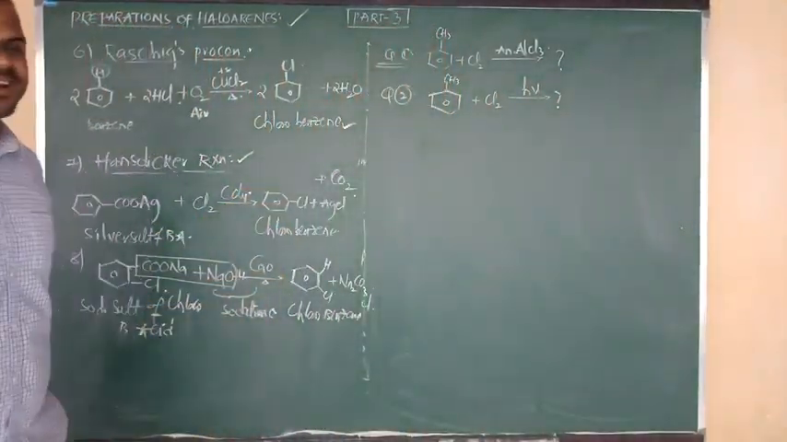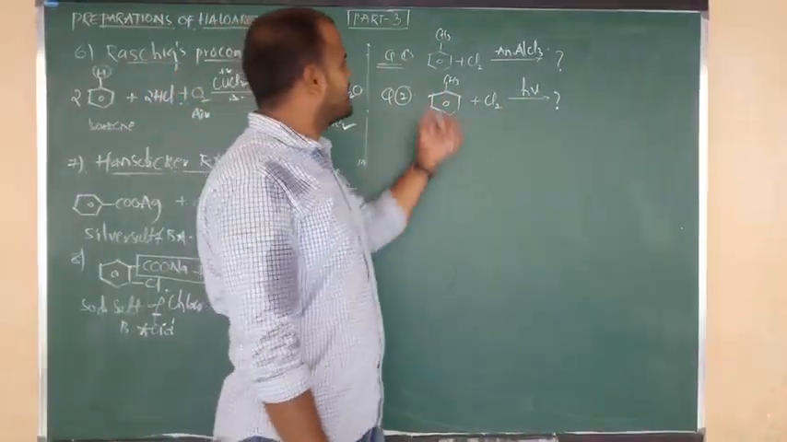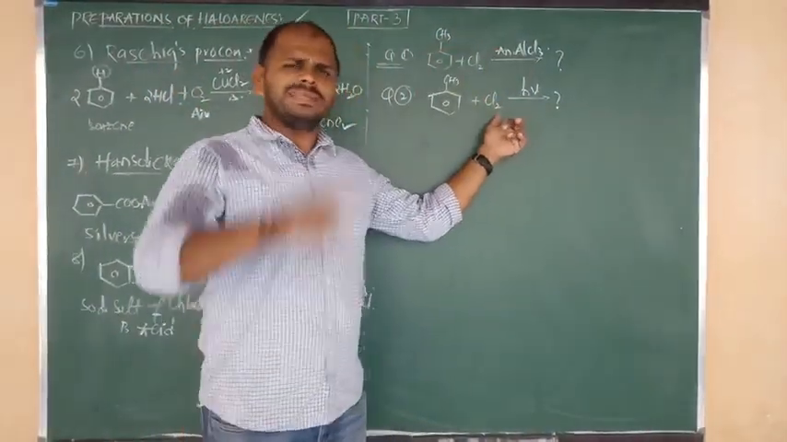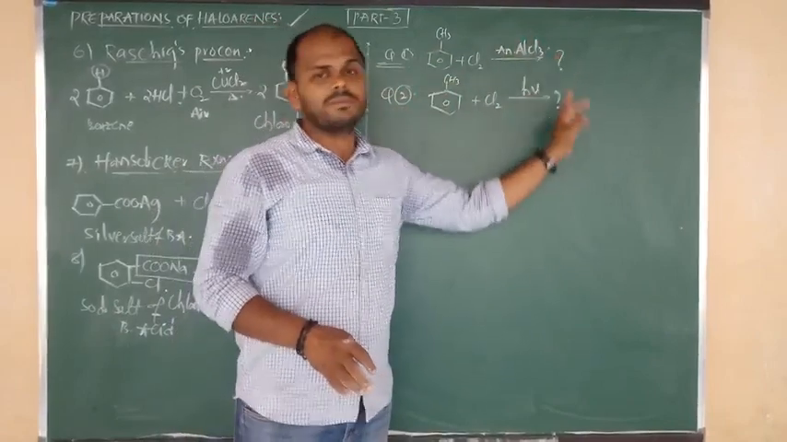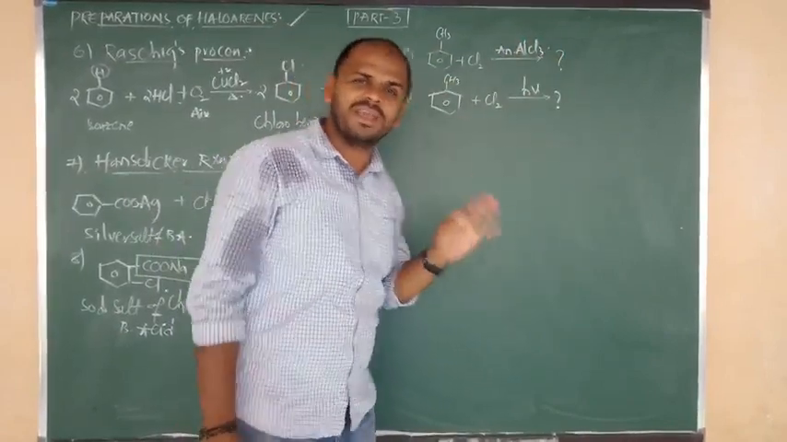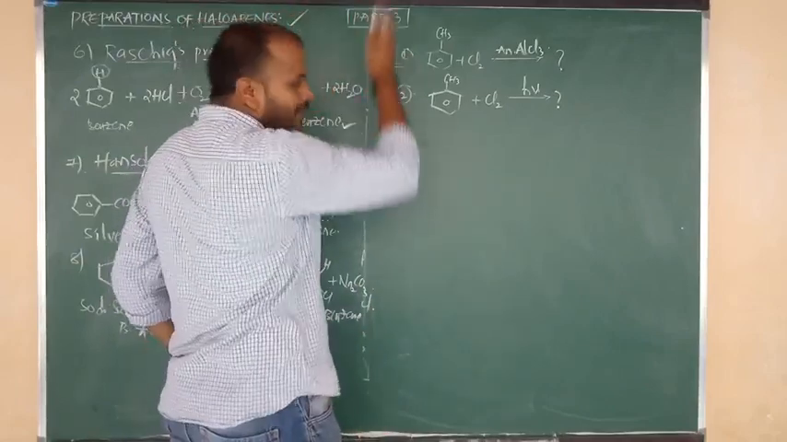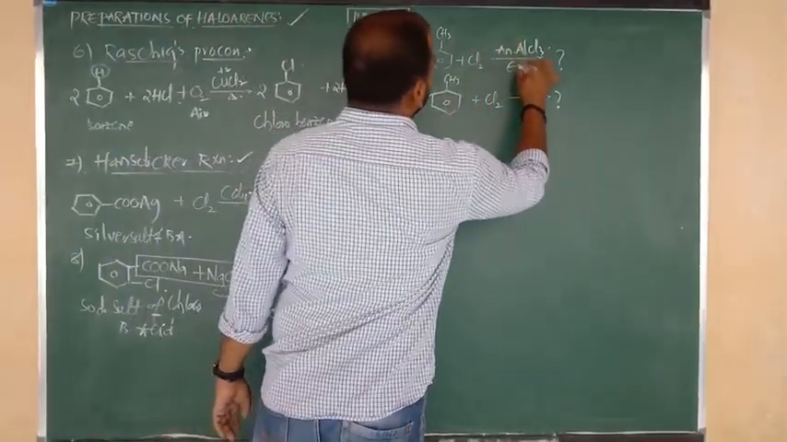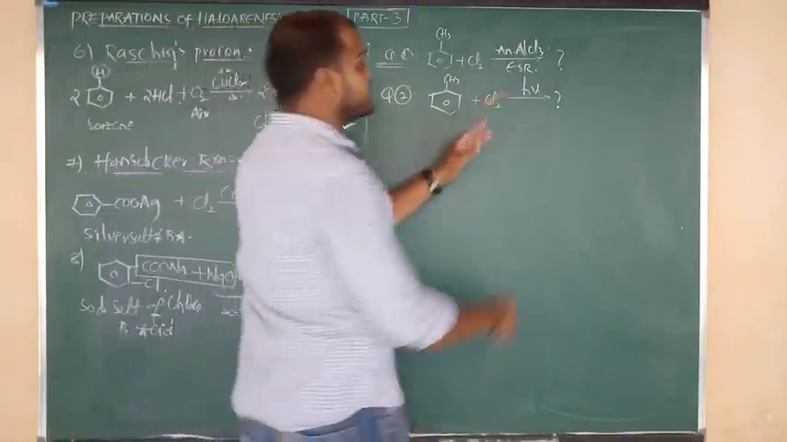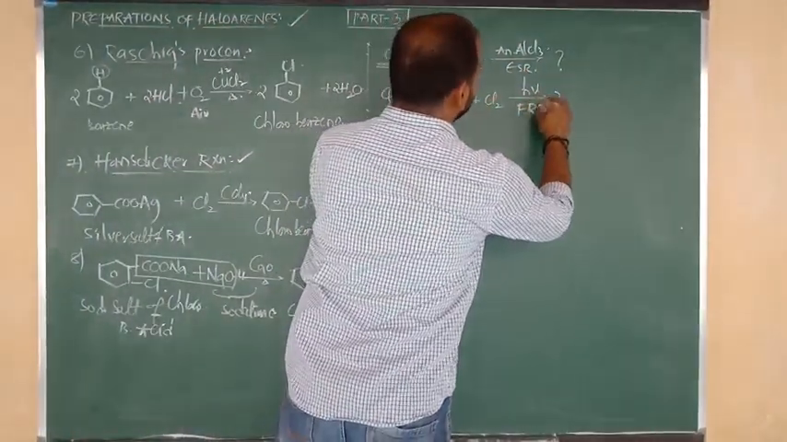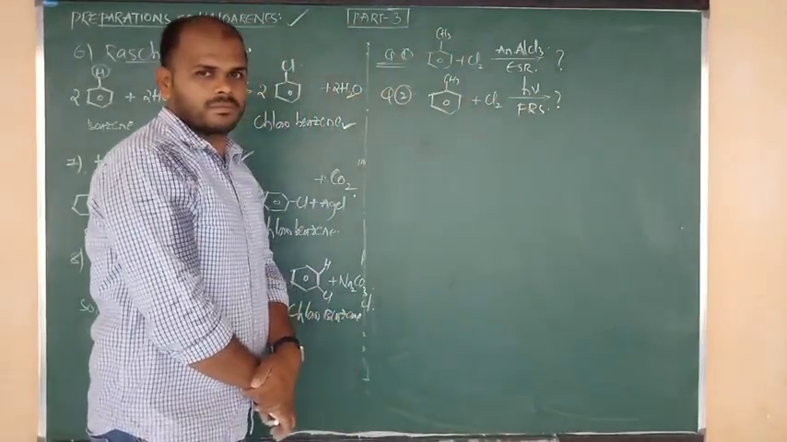Be focused, don't neglect, both are important questions. Toluene with chlorine, just I am changing the reagent. By the change of reagent, the reaction automatically changes. Now let us see how. In presence of AlCl3, an electrophilic substitution reaction takes place. In presence of sunlight, a free radical substitution reaction takes place.